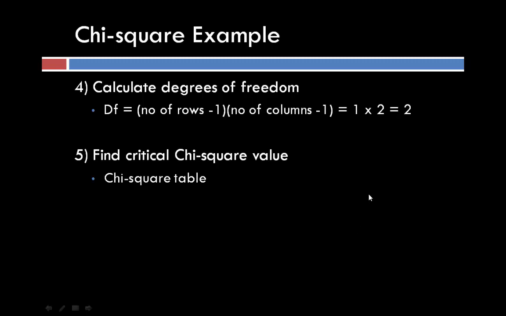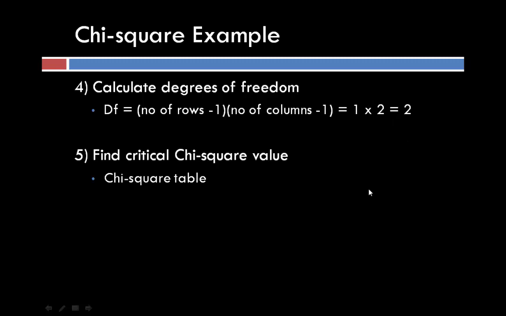So in this case, we have 2 rows, one for male and one for female, so it would be 2 minus 1, which is equal to 1. We have 3 columns, one for each pain medication, so it would be 3 minus 1, which is equal to 2. So 1 times 2 is equal to 2. So we have 2 degrees of freedom.